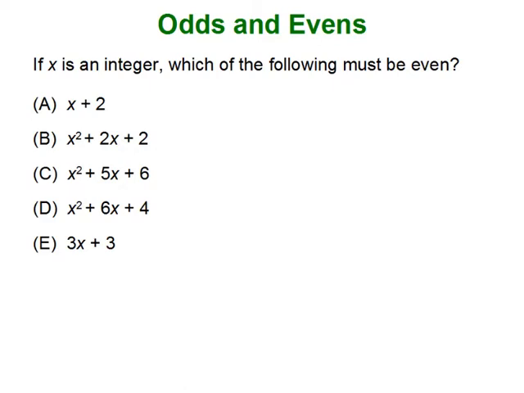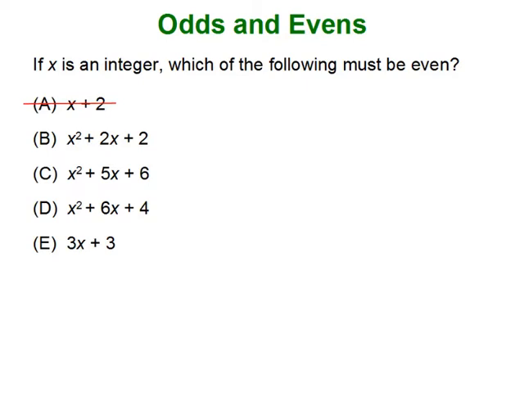So does answer choice A have to be even? Well, no, clearly it doesn't have to be even because x could be odd, in which case A would be odd, or x could be even, in which case A would be even. But since it could go both ways, we can safely eliminate answer choice A.